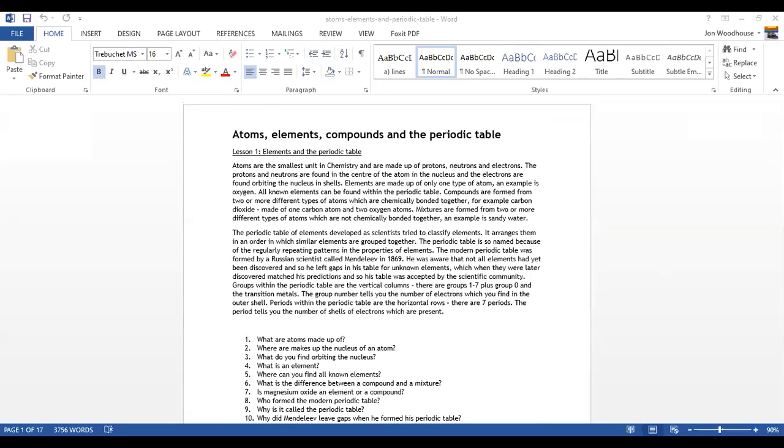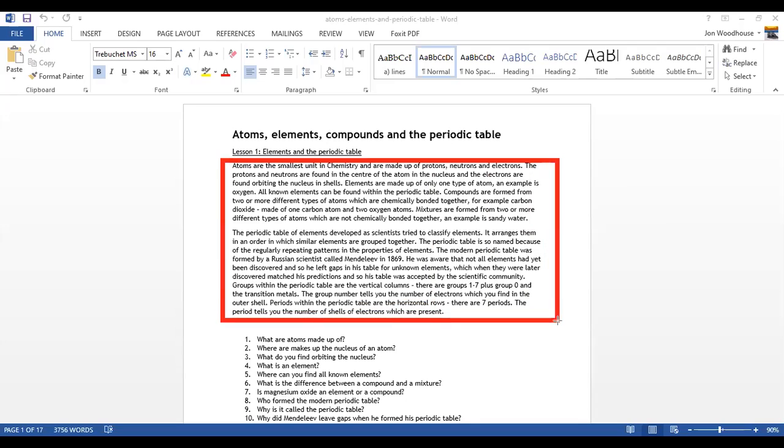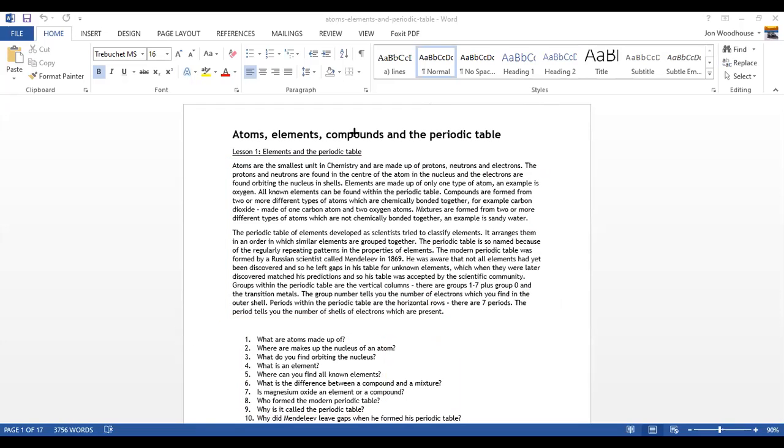So if you were to read through the booklet and pay special attention to this information, that will allow you to answer the following questions down here. So you can read this information and answer the questions, or you can click on the links that I've supplied in the email, which will take you through to these little presentations.